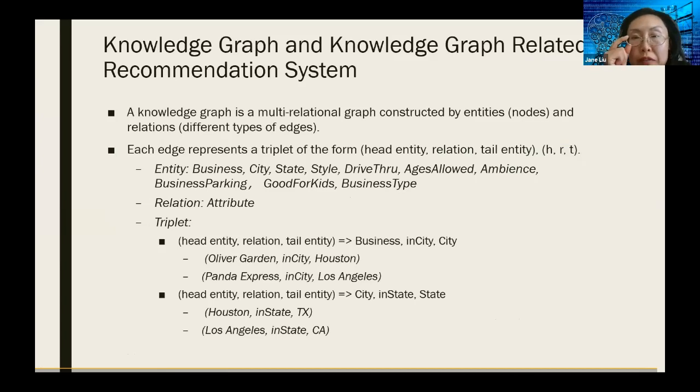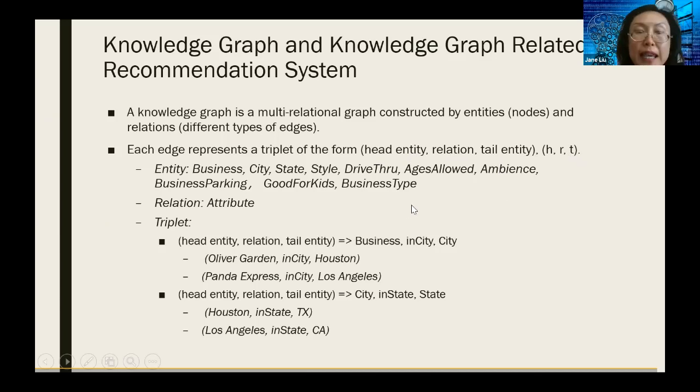Knowledge graph related recommendation systems take more of these entities and relations into consideration. If we think about one example here, in this triplet we have the head entity, the relation, and the tail entity, so HRT.